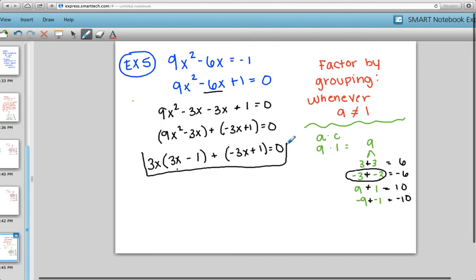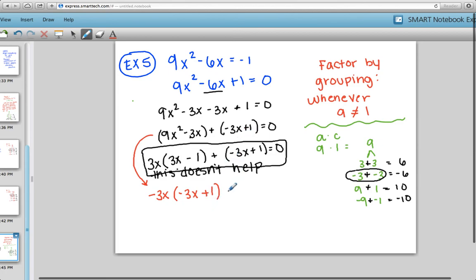So I'm going to square this and say this doesn't help. And then I'm going to draw an arrow down here. I'm going to do the same idea, take out a GCF, but this time I'm going to take out a negative 3x. What does that leave me with? A negative 3x. I took out a negative 3x, so that leaves me with a positive 1. And then here we'll just leave it as is. Now by doing that, by taking out the negative sign, I now have two parentheses that have exactly the same thing.